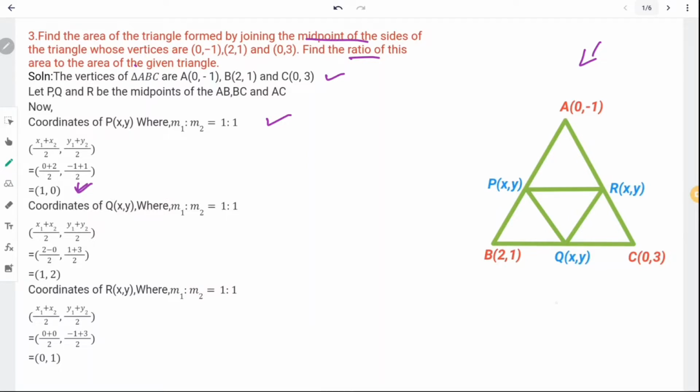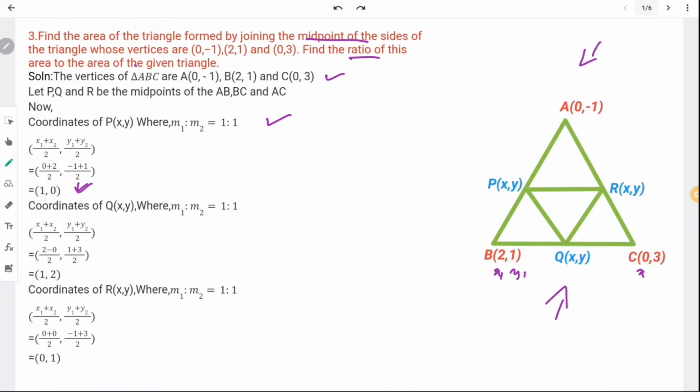Let's do the same thing now to find the coordinates of Q. Okay, so this will be x1, then this is y1, and then we'll take this to be x2, y2. Once again, Q is the midpoint, so our formula will simply be (x1 plus x2) by 2, and (y1 plus y2) by 2. Then x1 is 2, x2 is 0, y1 is 1, and y2 is 3. So simply putting the values there.